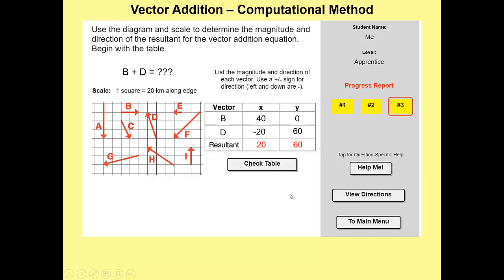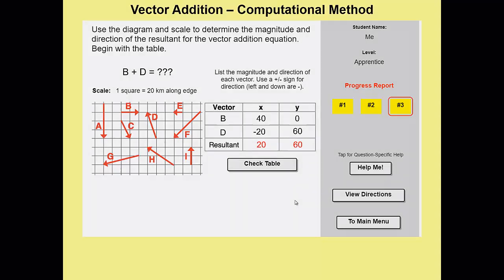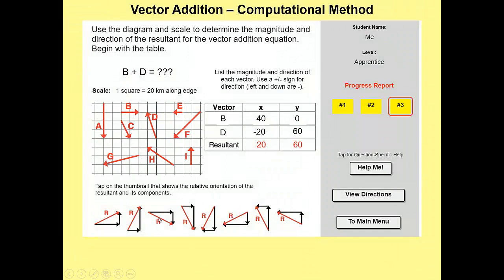Well, once you put that in, you'll then click on Check Table. If it's right, he's going to tell you it's right, of course. And then he is going to give you a bunch of vector diagrams, and he says, which one is the right one for this situation? In other words, which one is actually adding up these components? Don't worry about B and D anymore. Worry about the horizontal and vertical components of the resultant.